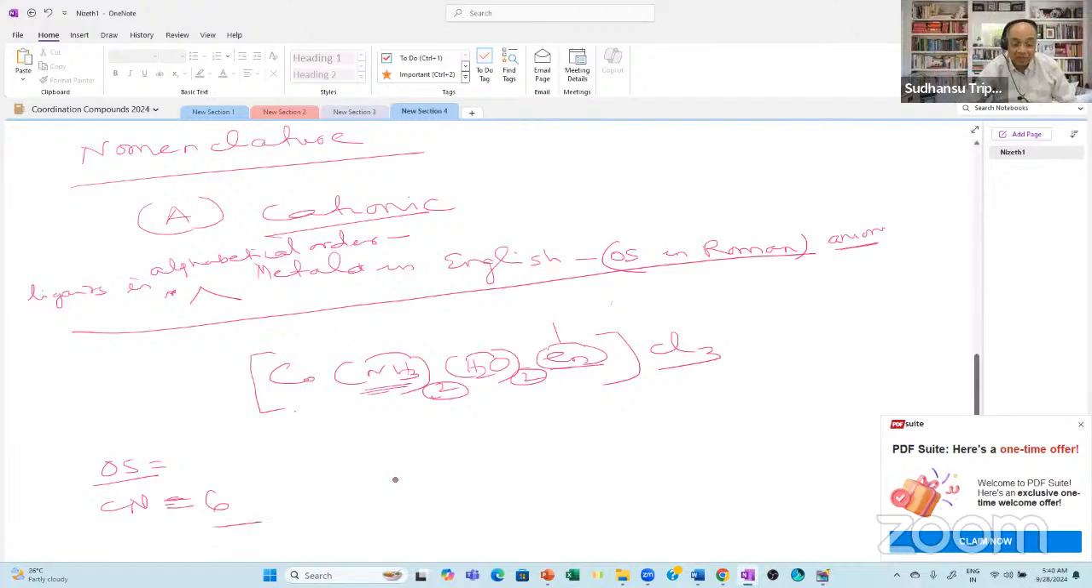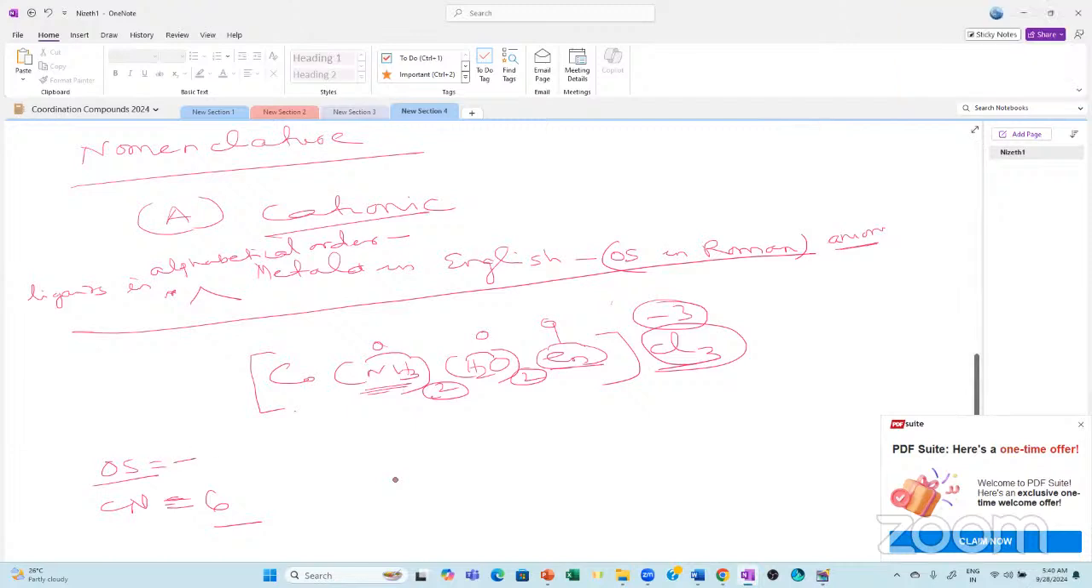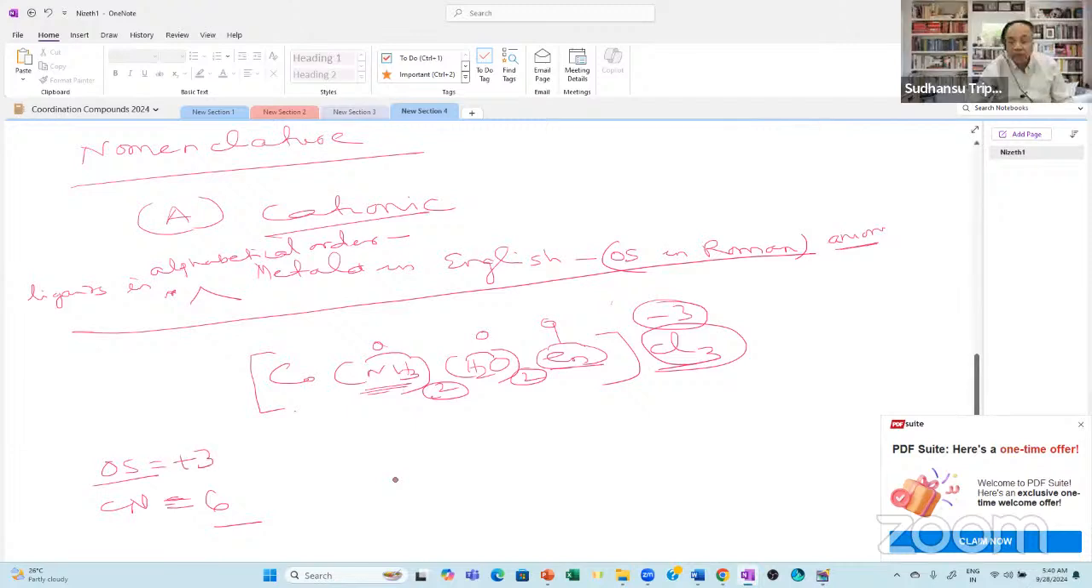And what is the charge? What is the oxidation state of cobalt? This is neutral, this is neutral, this is neutral. And the only charge that is staying outside is -3. So what is the oxidation state of cobalt? +3. So then how do you write?